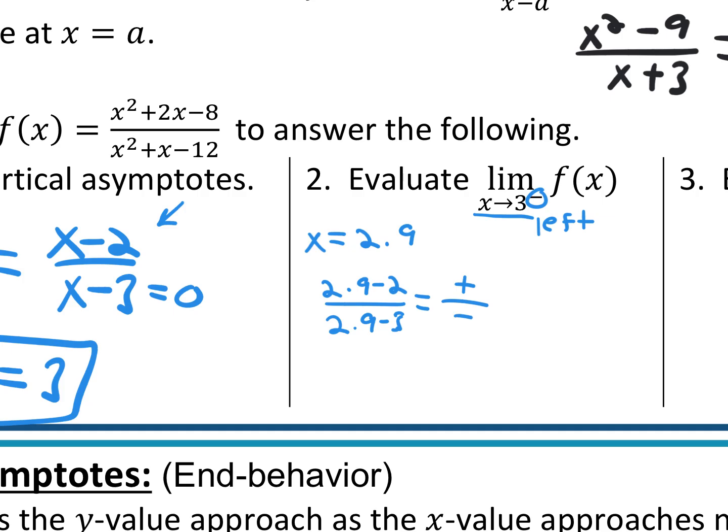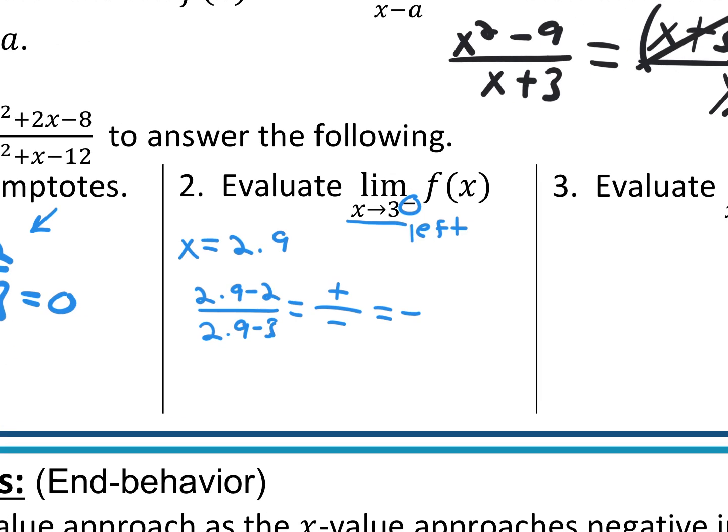As the numbers get super, super close to 3 from the left, this is going to get you a negative number. So that means at this graph, 3 is where the asymptote is, and it's going to look something like that, probably, right? It's going to go down.